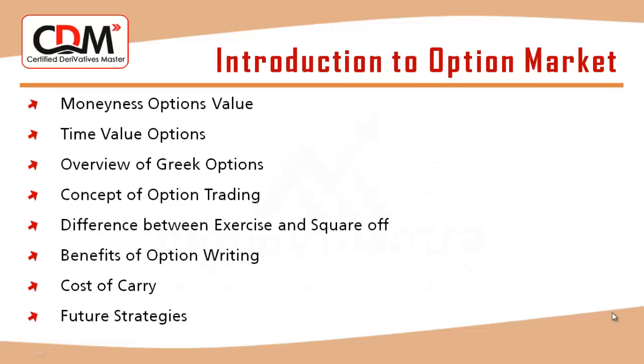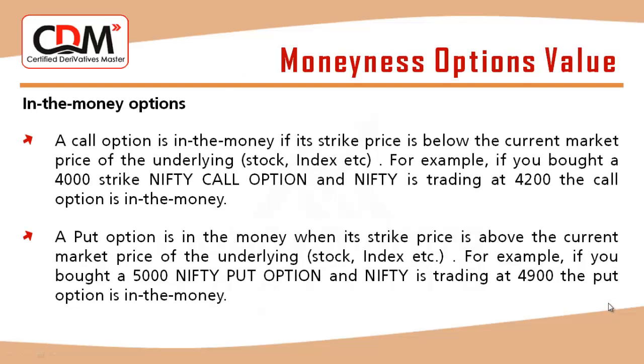So now let's move on to moneyness in options value. There are basically three types of moneyness in options. One is called ITM option, the second is called OTM option, and the third is called ATM option. The full forms are: in the money option, out of the money option, and at the money option.